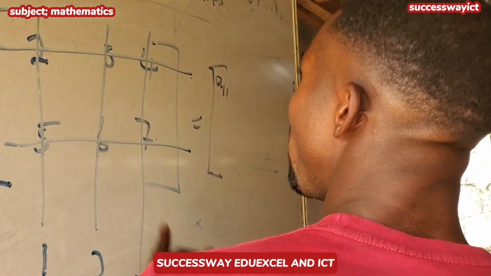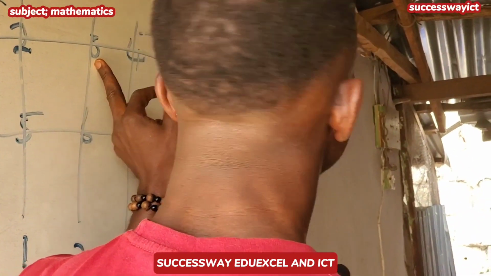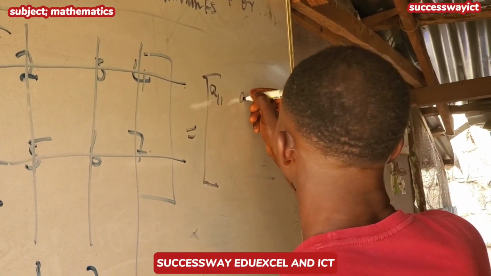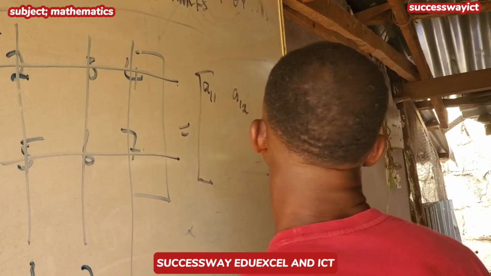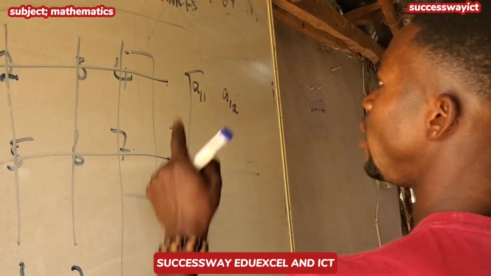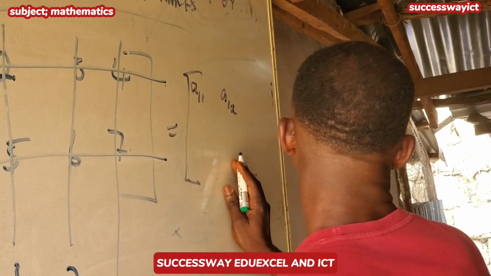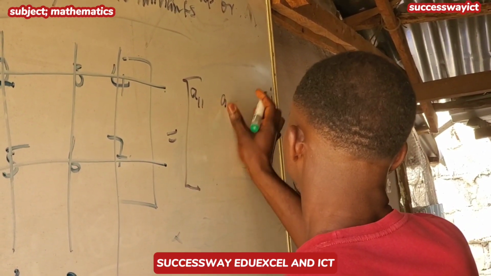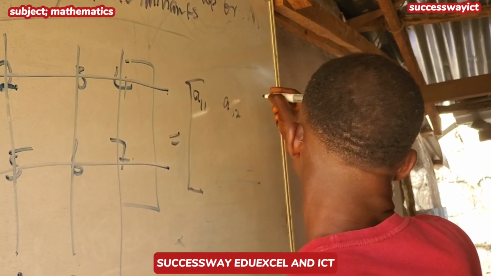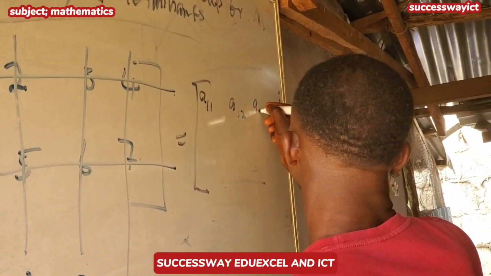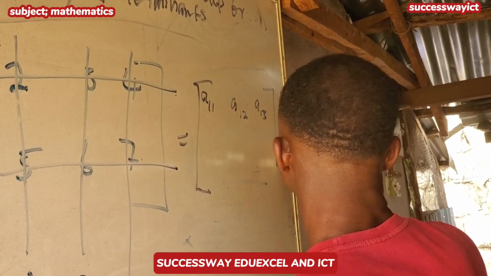What about element 3? First row, so I have it as a, first row, second column. Are we there now? We go to the next one. What about 4? 4 is in which position? First row, third column. That is 1, 3 like this, isn't it?